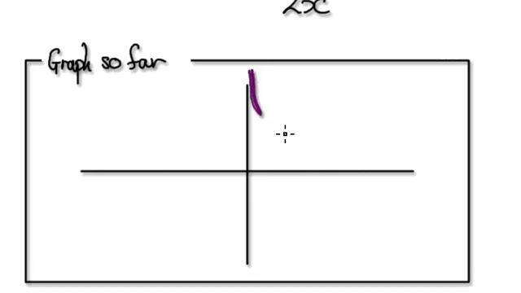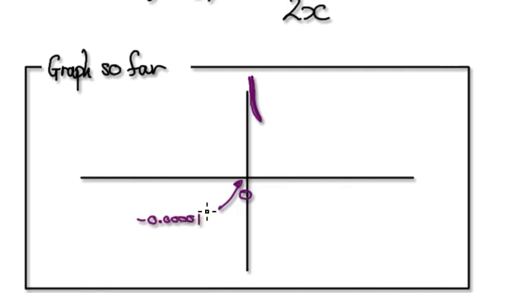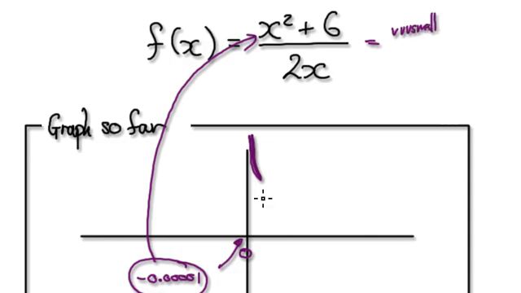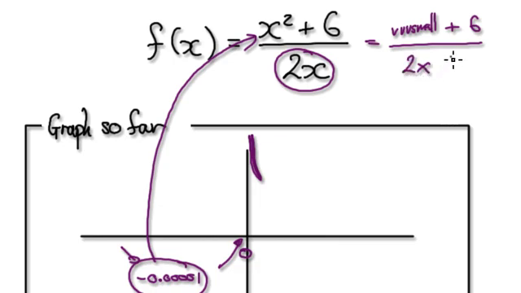And now to the left-hand side. Dead on 0, our function breaks down, but you can select a number that's really close to 0, but on the left-hand side. So select minus 0.00001 and put this number into the function. A negative very, very small number squared is a positive very, very small number, because two negatives make a positive. Plus 6, divided by 2 times a negative very, very small number, which is a negative very, very, very small number.